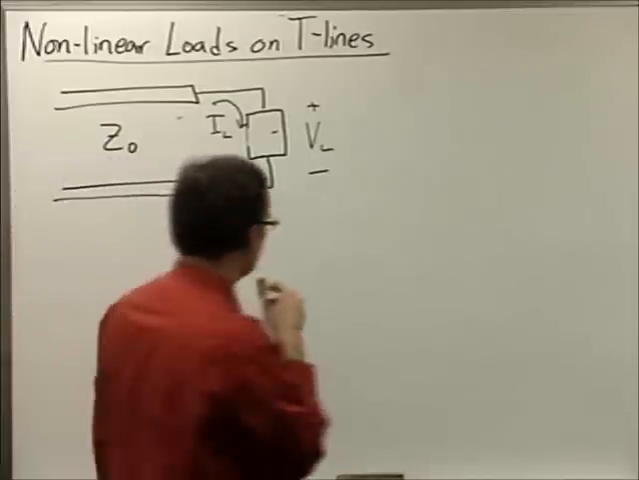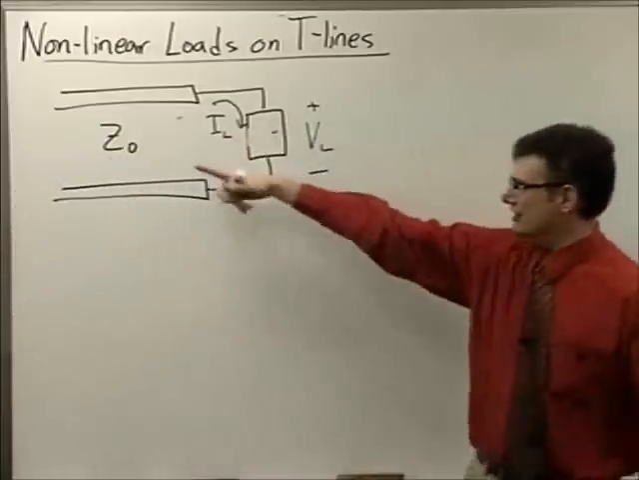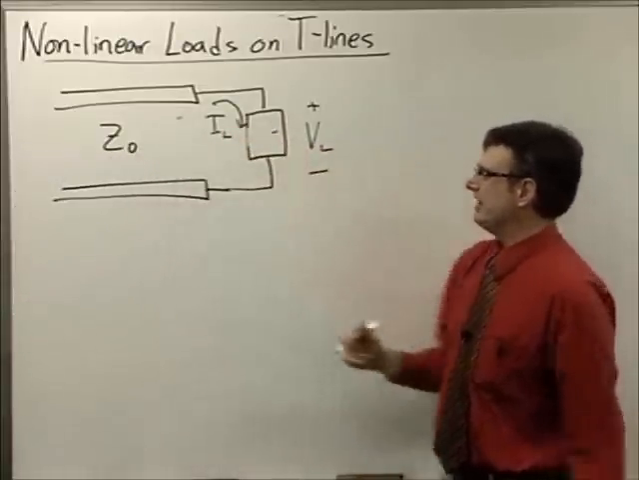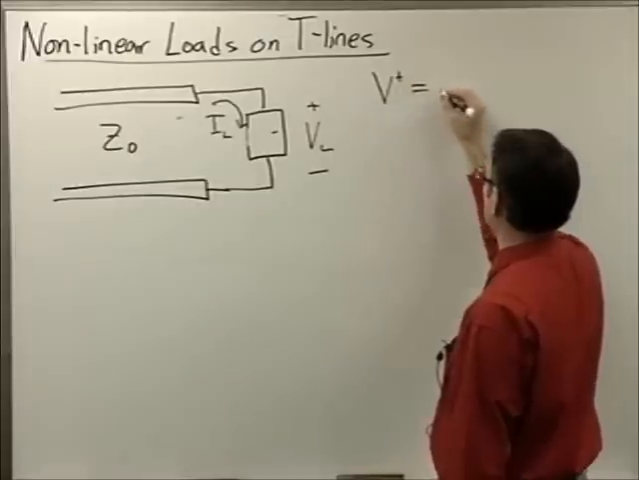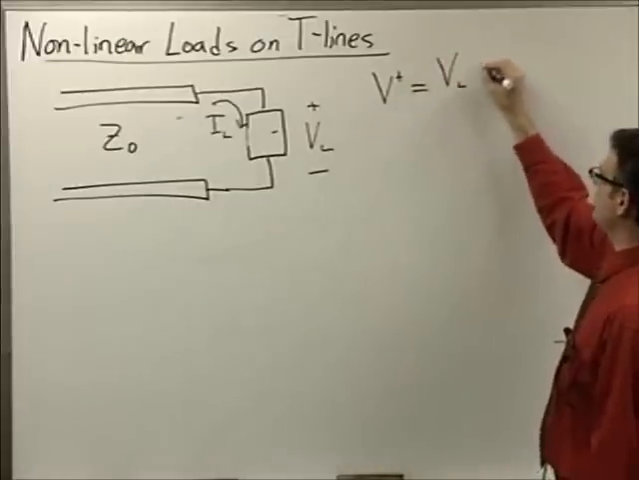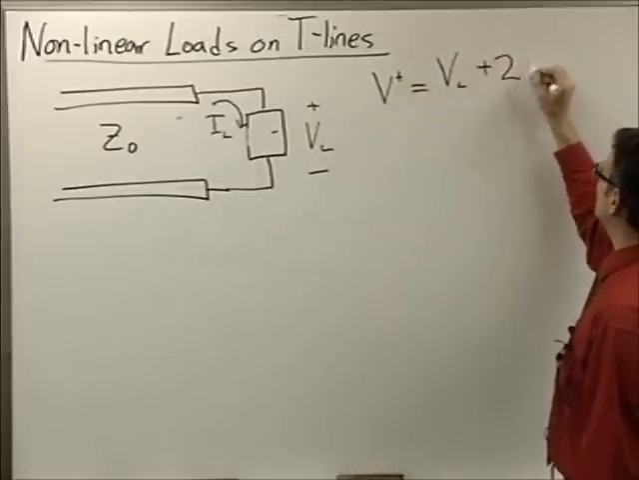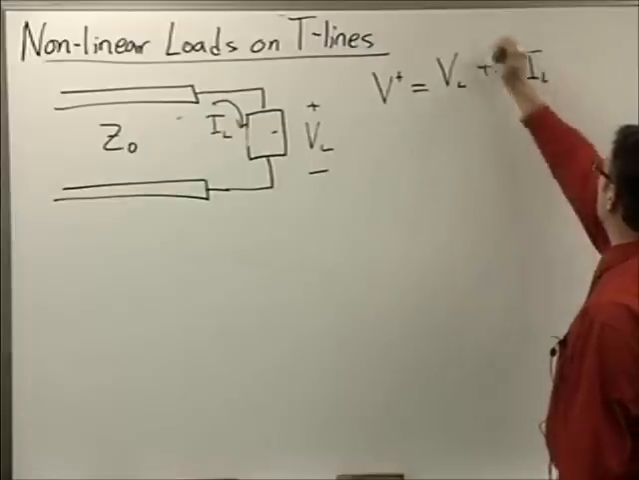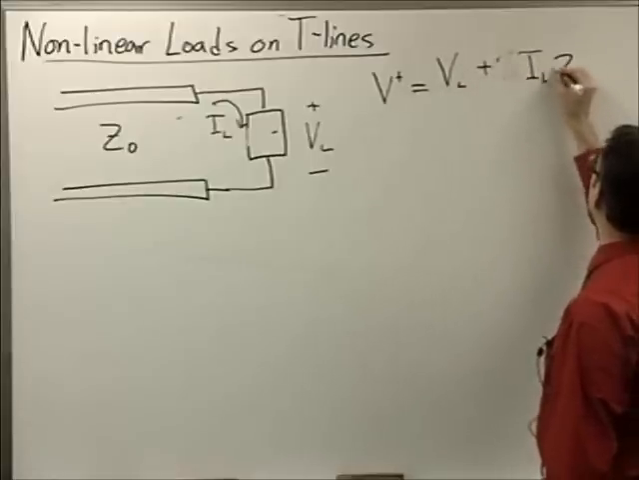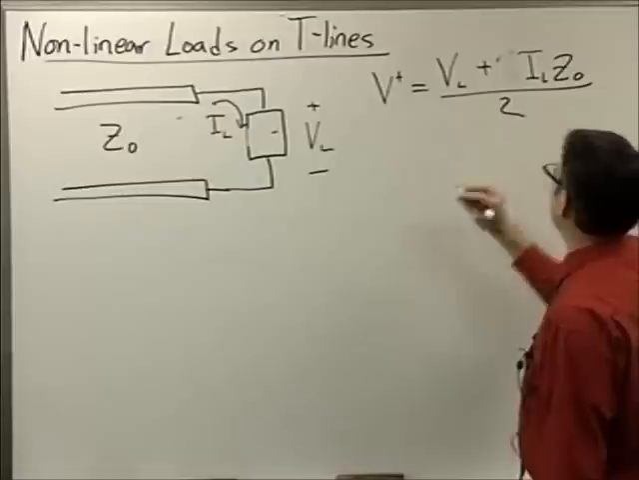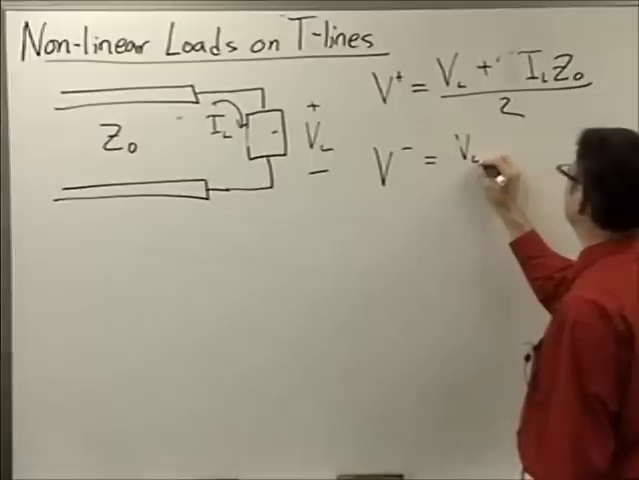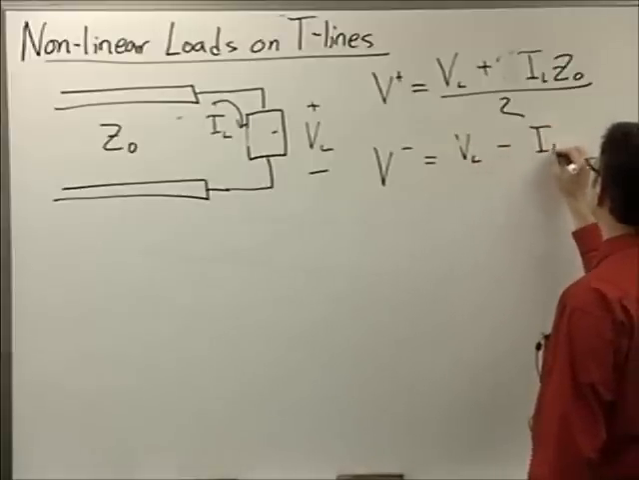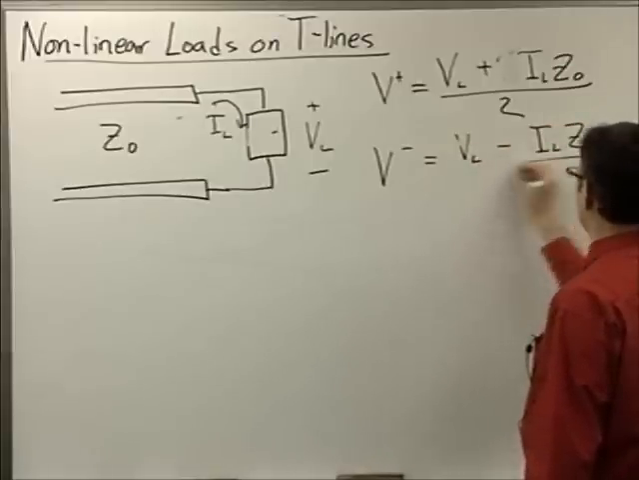Now, we also know that if you know what the load current is, and the load voltage, and the Z0, then you can calculate forward and backward propagating waveforms, right? Remember this equation: V plus is VL plus IL Z0 divided by 2, my forward propagating wave. V minus is VL minus IL Z0 over 2.